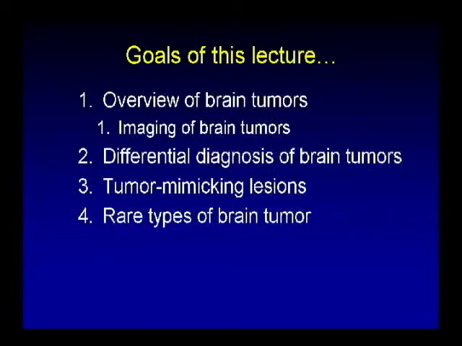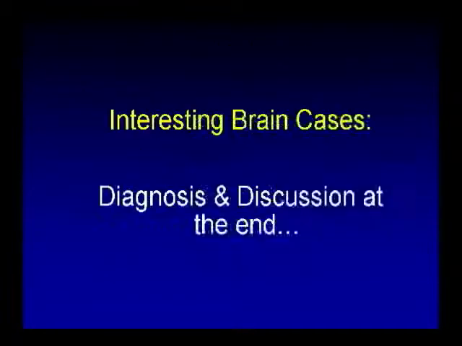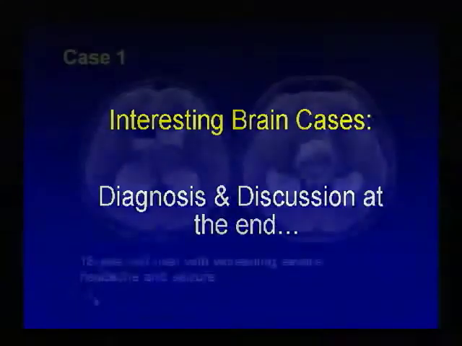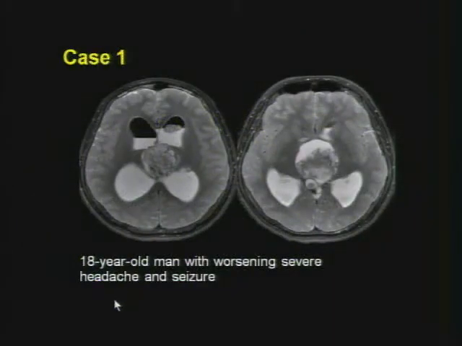So the overview is I'm going to be focusing on brain tumors and the imaging aspects of them, but I'm going to spend some time discussing the tumor mimicking lesions and also some of the rare types, so that you have a variety of the whole spectrum of brain tumor imaging. I'm going to discuss these cases at the end, but I looked at the syllabus and they actually came out pretty clear, so I think I'm going to go through these 5 cases pretty quickly.